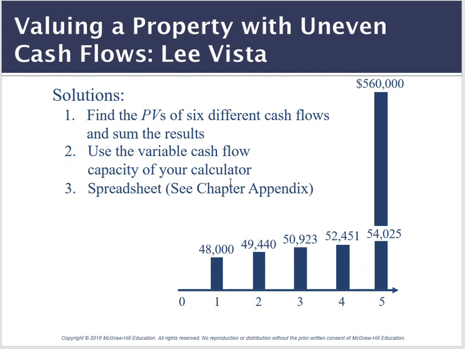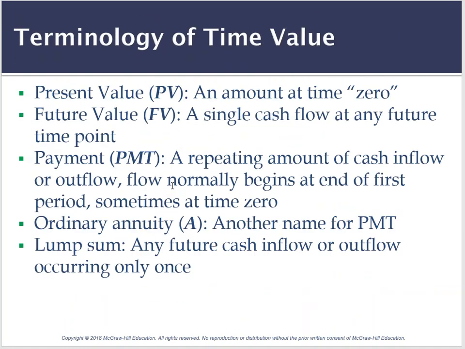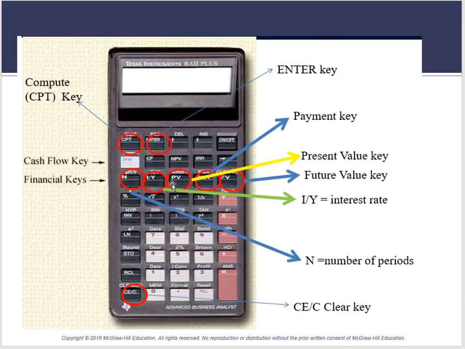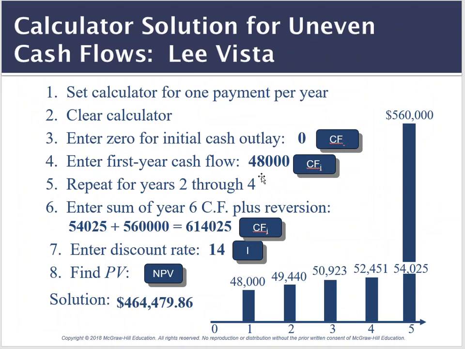Evaluating a property with uneven cash flows. Now here we've got 48,000, 49,000, so forth and so on over the 5 years. They're all different. You can use the cash flow keys in your calculator to do this, or you can use a spreadsheet. We will go over this in class. I'm not going to go over it here, but I will point out for those of you who are interested, the cash flow keys are here on line 2, where you've got cash flow, net present value, internal rate of return, etc., if you are so inclined to work through that example.